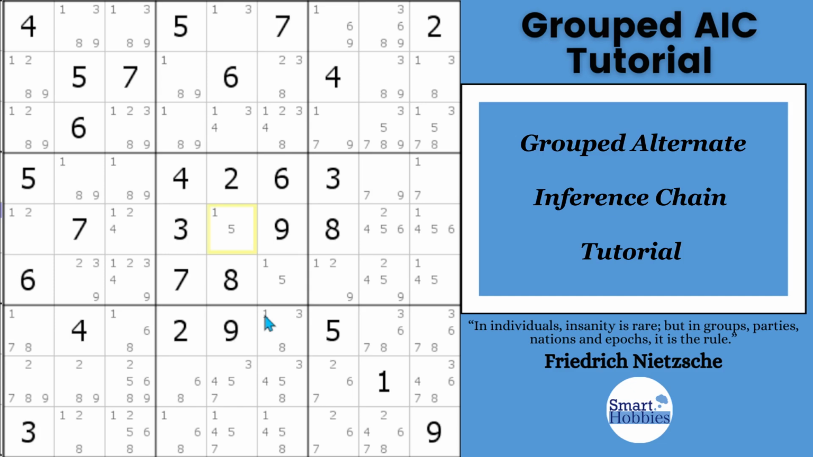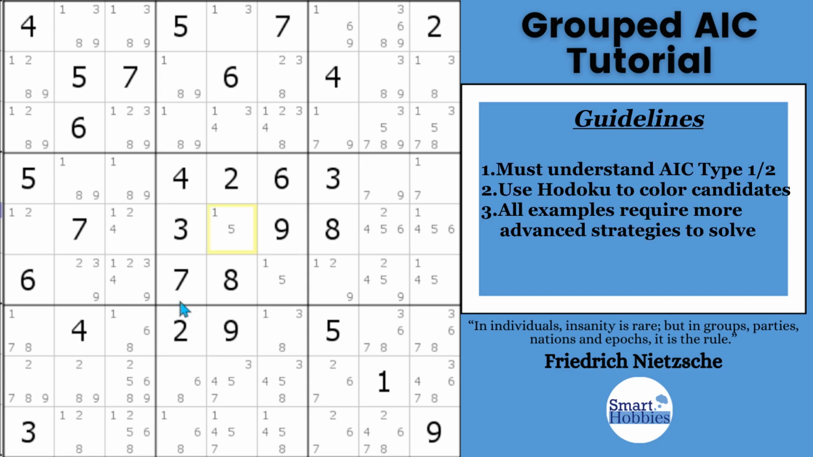You must watch the entire video to truly understand grouped AICs, because I bring out important distinctions in each of the 5 examples. A few guidelines before we start solving. First, this is an extreme Sudoku strategy. It builds upon the concepts of alternate inference chains, types 1 and 2, and locked candidates. Check out my AIC tutorials to get a refresher.